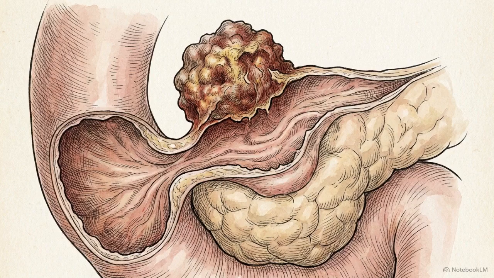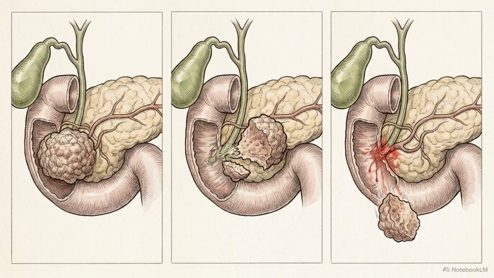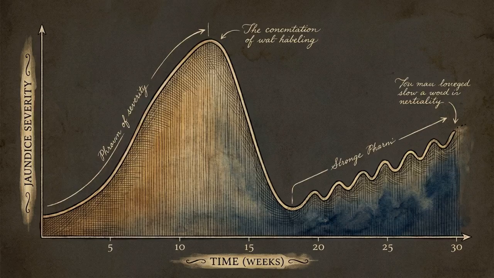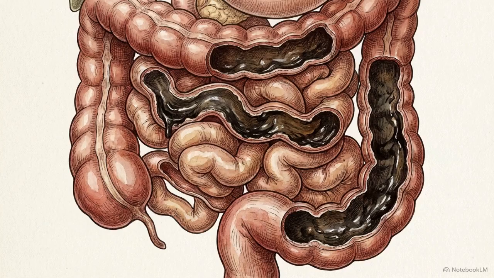Ampullary carcinoma presents an anatomical exception to this progression. Because the tumor sits directly on the ampulla, the friable malignant tissue can periodically slough off. This briefly relieves the obstruction, resulting in a waxing and waning pattern of jaundice, paired with melena as the sloughed tissue bleeds into the digestive tract.